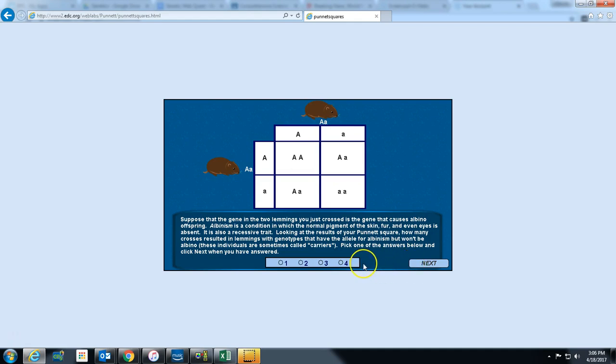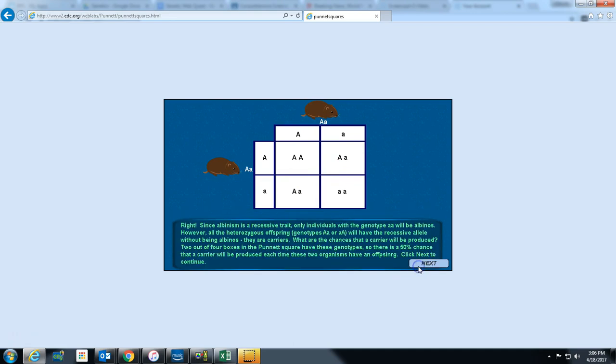So we need to look at the ones that are not albinos, and the ones that are albinos are just this one because they have to have both recessive alleles. These guys don't have any little a's, so they're not going to carry it either. But look at these heterozygous guys. Even though they're not albino, because they don't have both recessive alleles, they each carry a recessive allele. So we're going to have a chance of 2 of them being carriers.